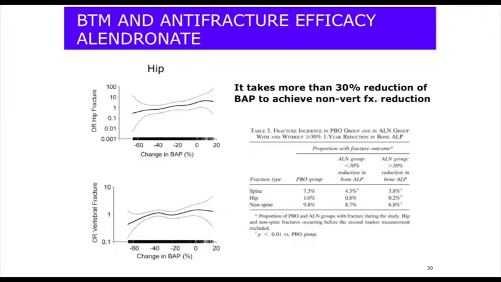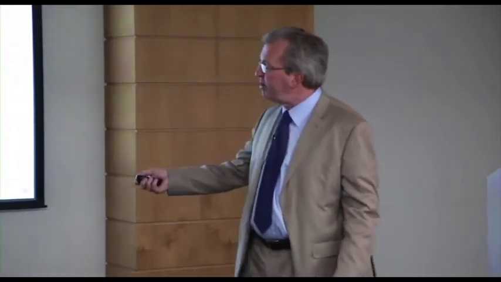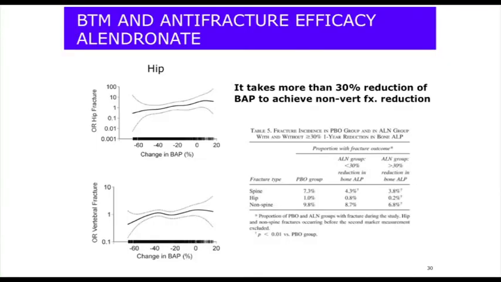and the relation between hip fracture risk or vertebral fracture risk and changes in bone alkaline phosphatase. And you see the more reduction you had in the marker, the more reduction of fracture you had. So the reduction in marker reflects your anti-fracture efficacy. And remember, this is a logarithmic scale, so it's much more pronounced than immediately meets the eye.